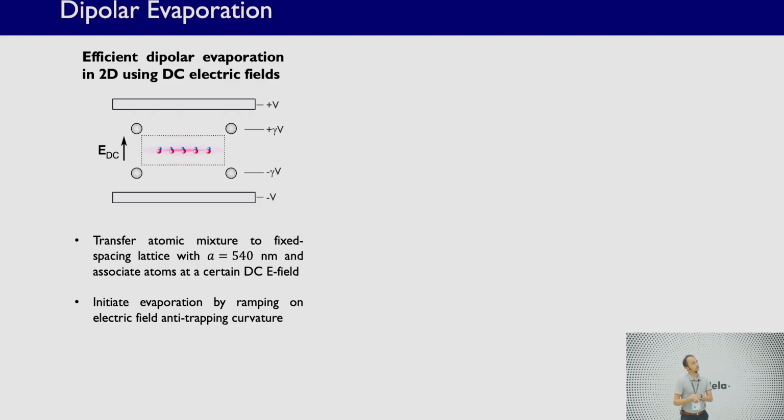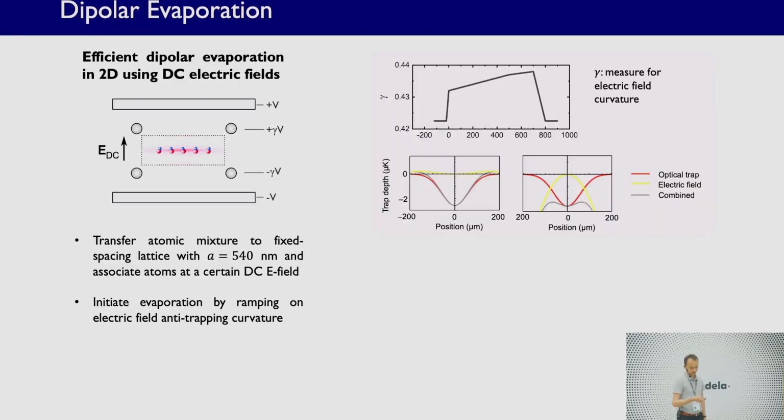We can create the molecules there at a non-zero electric field, and we can start dipolar evaporation in this single 2D plane. So the way that works is we start out with a homogeneous electric field and a dipole trap, and then we ramp on the voltage on these rods. We parameterize this by this gamma. So we ramp on that voltage, and that creates, instead of having only this optical potential trapping you and then a flat electric potential, an anti-trapping curvature on the electric field, which gives an effective lower trap depth, and that allows us to evaporate.